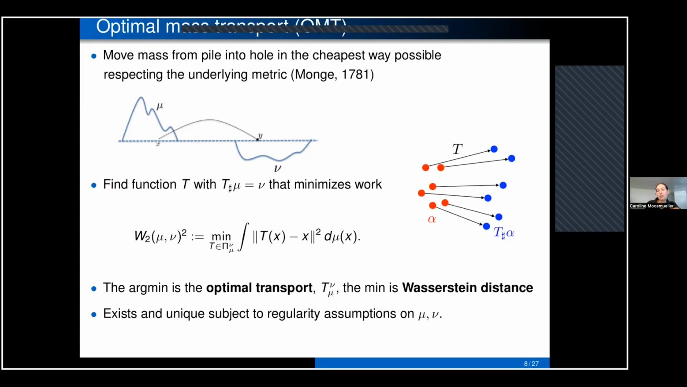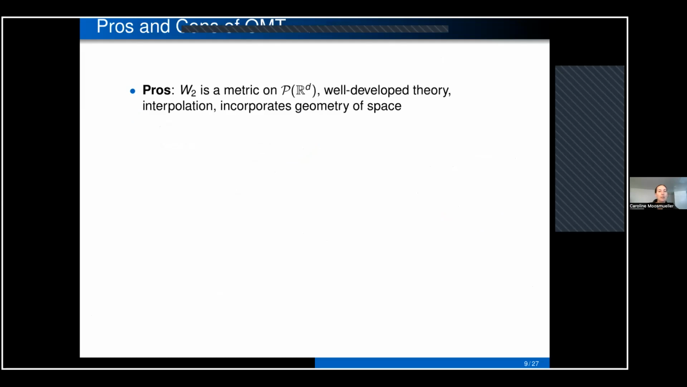Okay, so we got a map, T mu nu. It exists and is unique if you have certain assumptions on mu and nu. And we got a distance between distributions, right? So this is somehow related already to the unsupervised learning problem I talked about in the beginning. So this is a distance, right? We can use it to put things together which are similar, to cluster things if we want. We have not really talked about the supervised setting at this point, but at least we know something about the unsupervised setting. So what are properties of optimal transport?